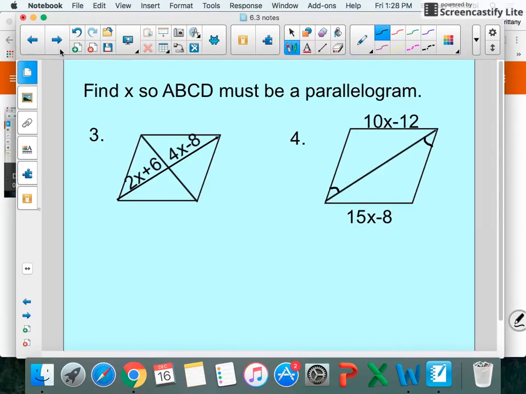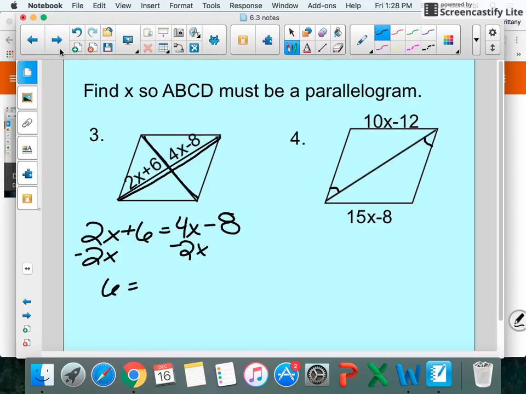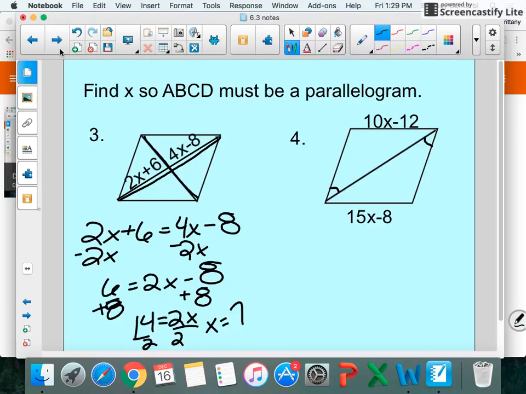Our next problem, we're given the diagonals. Now, what I know about the diagonals is that they have to bisect each other if it's a parallelogram, which means that they have to cut each other in half, meaning that those halves are equal. So I'm going to set 2x plus 6 equal to 4x minus 8 and solve for x. So I'm going to subtract 2x from both sides. So I get 6 equals 2x minus 8, and then I'm going to add 8, and then divide both sides by 2, so I get x equals 7.